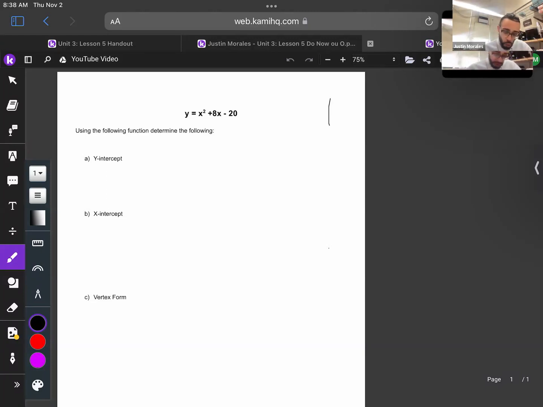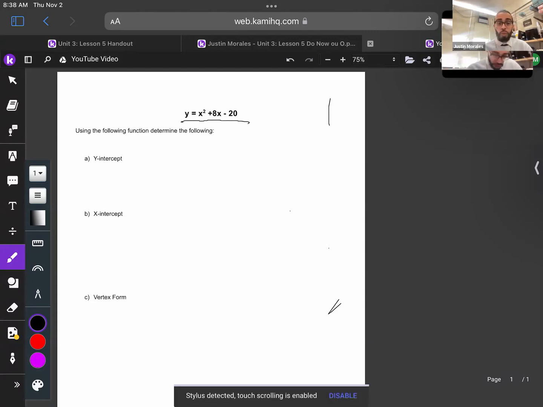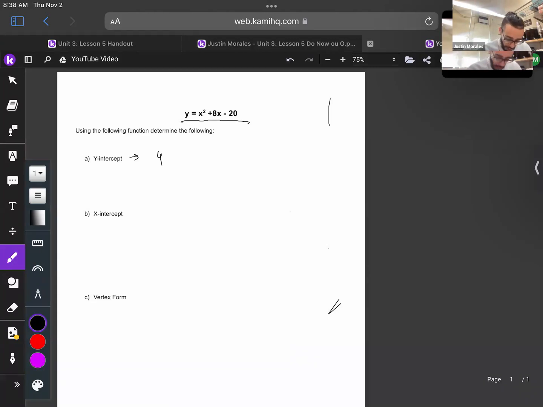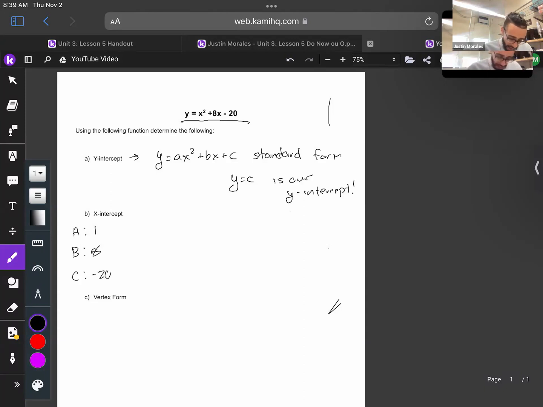So first, we're going to start with the y-intercept, and this is going to be the equation we are working with. Just remember that when we're in the standard form, which is y equals ax squared plus bx plus c, this is standard form. Y equals c is our y-intercept. So if I go and do my ABCs, I'm going to do it down here. A is 1, B is 8, and C is negative 20. I can see that my C value is negative 20. So our y-intercept will be y equals negative 20.